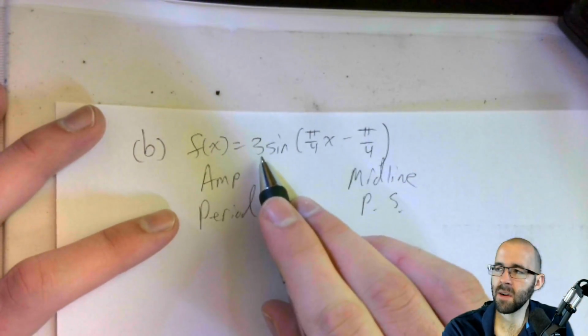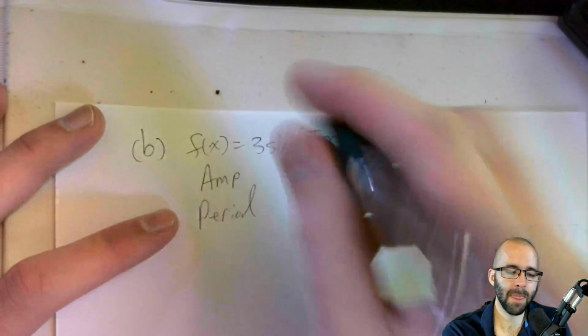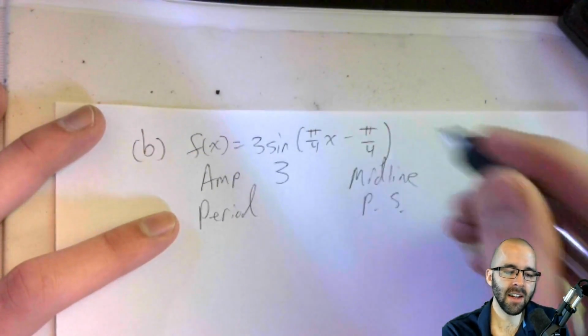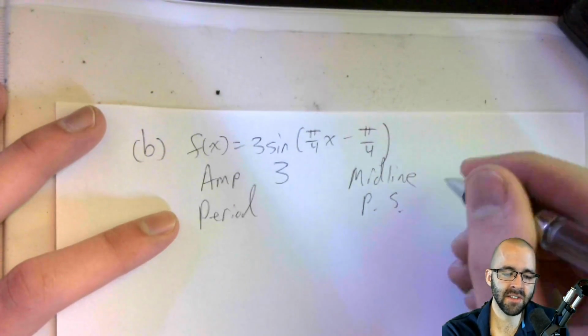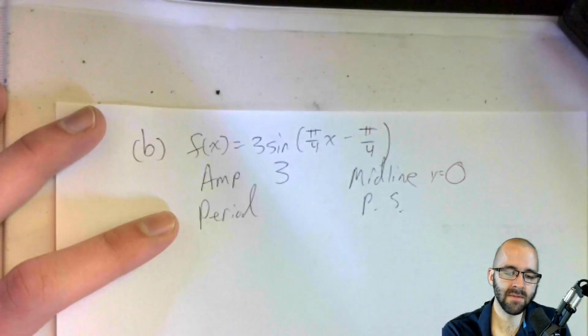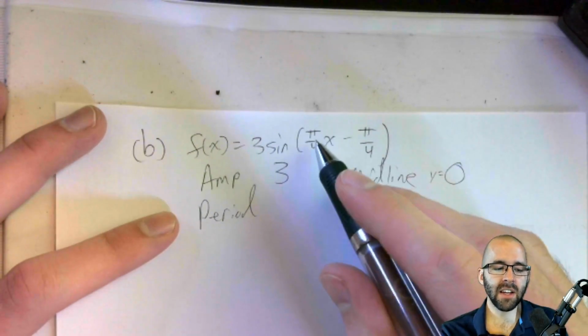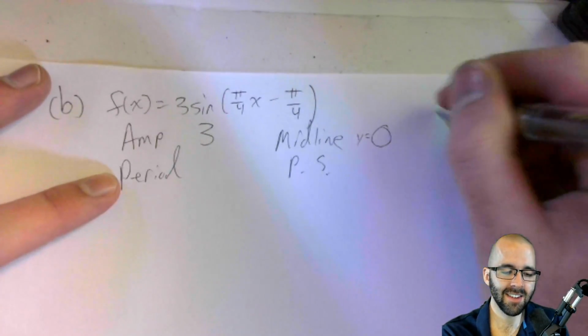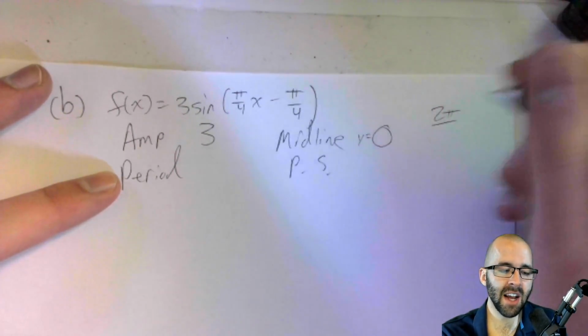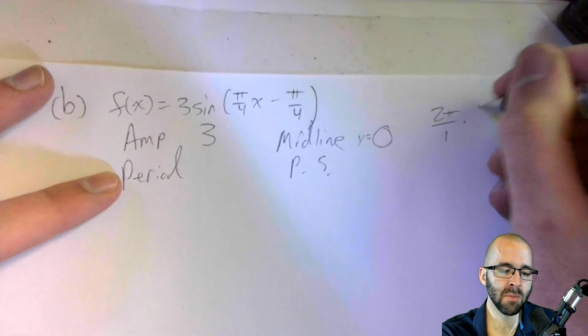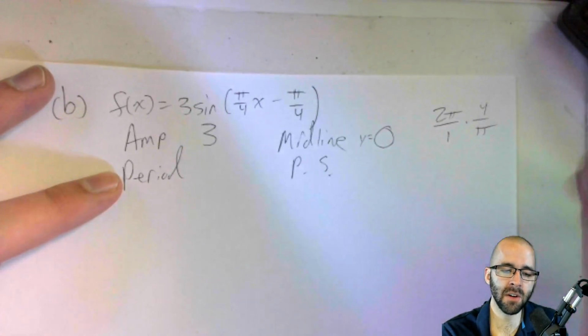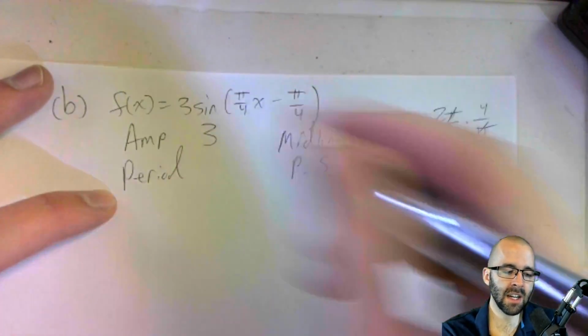The amplitude is this number in front. It's going to be 3. The midline is this number at the end. There is none, so it's going to be y equals 0. The period is going to be 2 pi divided by this. 2 pi divided by pi over 4 is the same as multiplying by the reciprocal of pi over 4. The pi's cancel, and we're going to get 8.